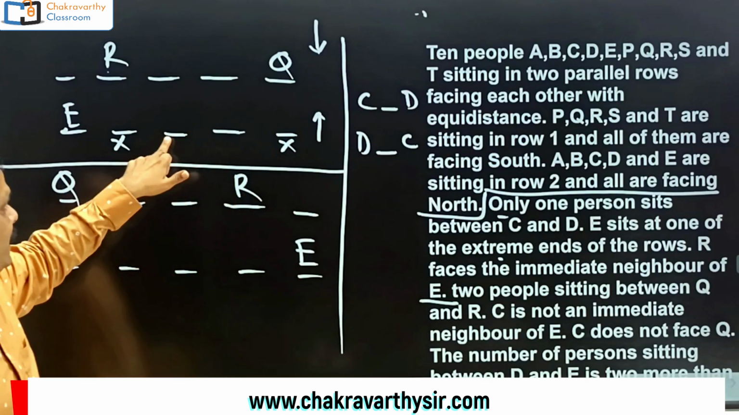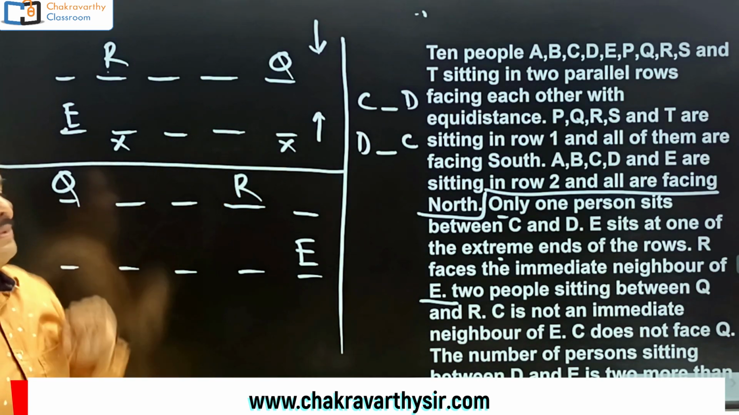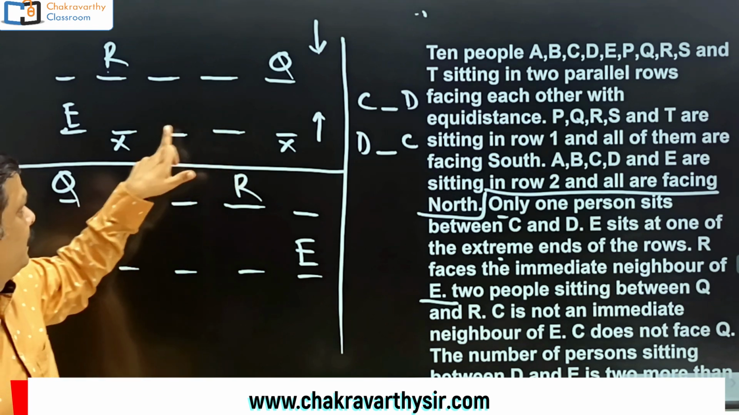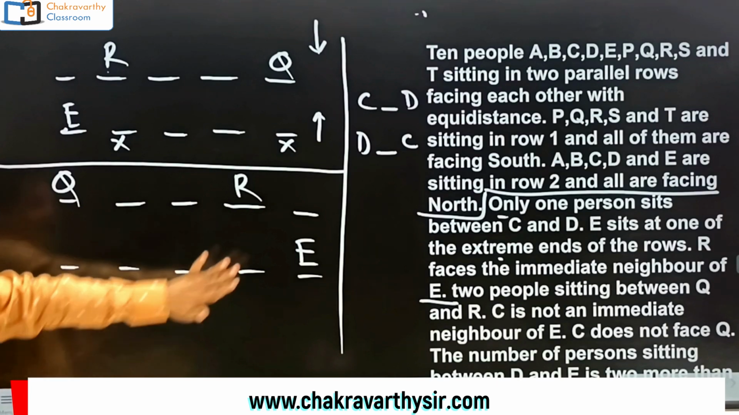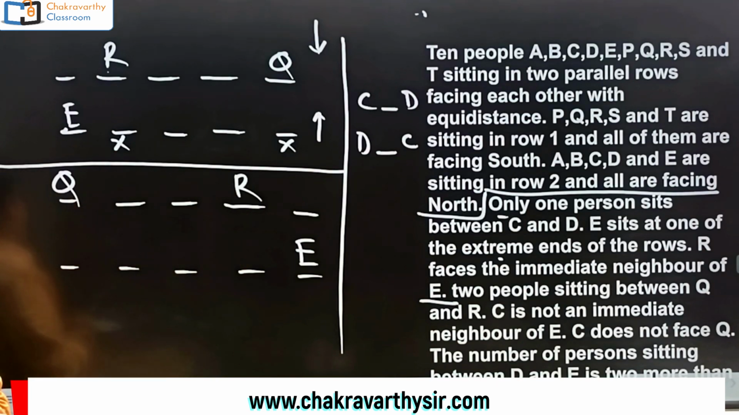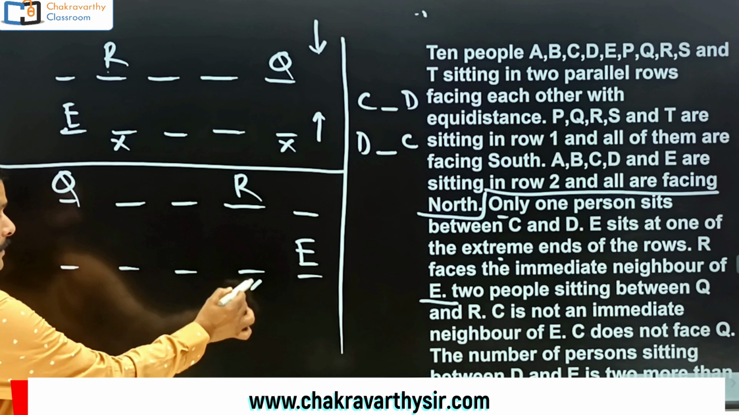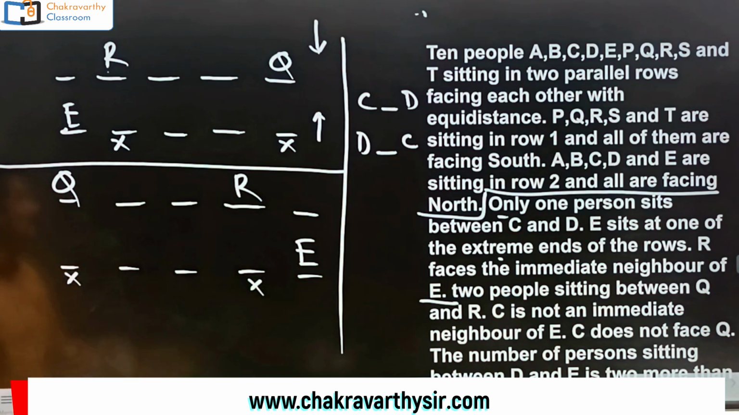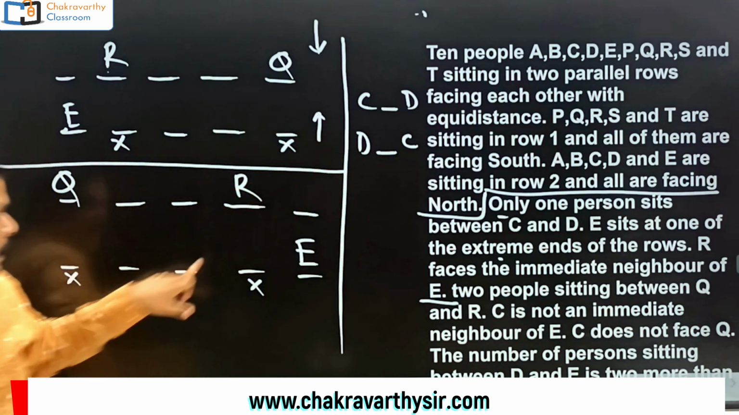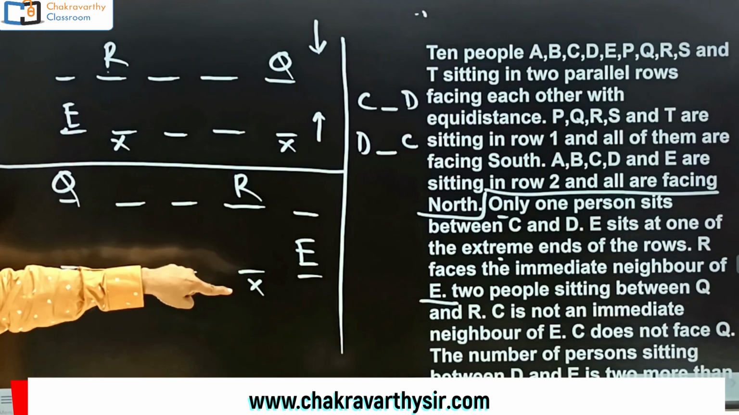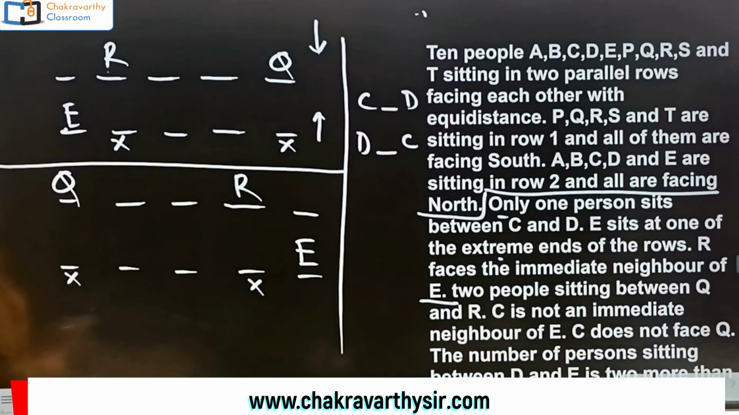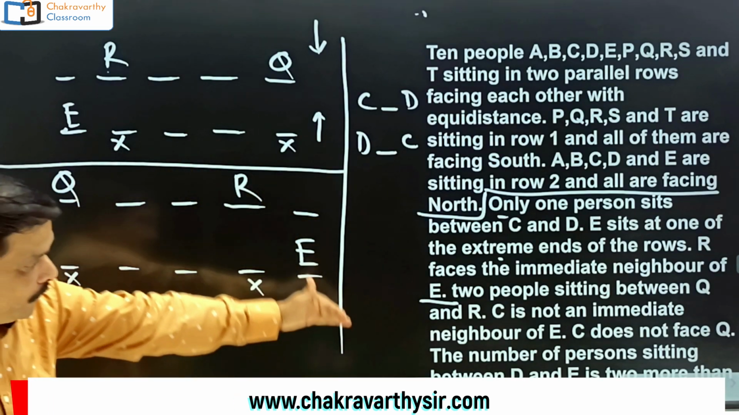If I keep C here, leave one place, D can be here. Or if I place C here, leave one place, D can be here. So I cannot eliminate anything. Now let's go for the second possibility also. Now I cannot keep C here. I cannot keep C here. And the same logic will be applicable. I cannot confirm the place of either C or D or both with the help of the given clues. I need to wait for further information now.